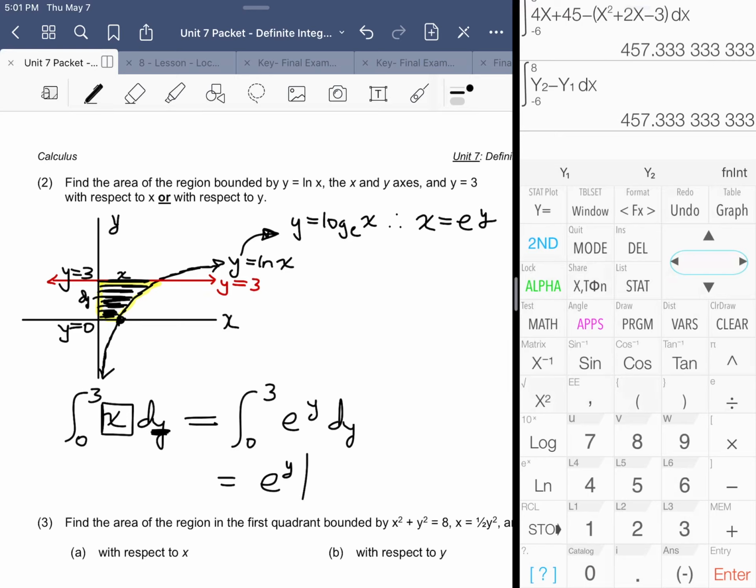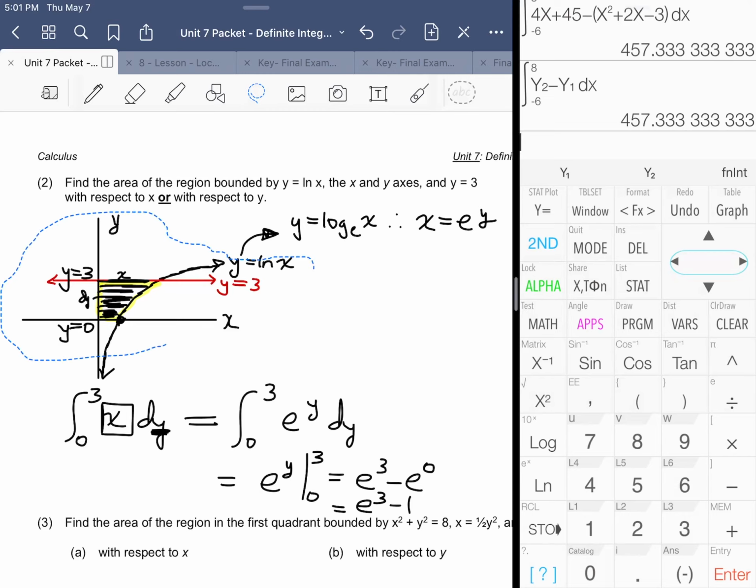Now this is a really nice integral, because the antiderivative of e to the y is e to the y. I don't even have to put that in the calculator, neither should you, because we know our facts about exponential e. This is the nicest situation. Going from 0 to 3, so e to the third minus e to the 0th. So we're looking at a final answer of e to the third minus 1. And that's it.